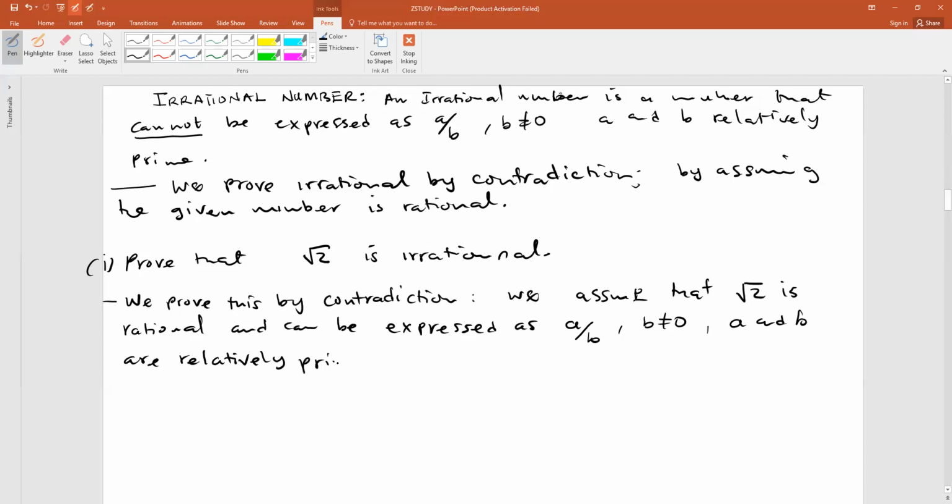So if you forget this terminology, relatively prime, you can say have no common factor. You're saying it has been written in its simplest form such that a and b have no common factor. If you don't want to write relatively prime, you can replace it with have no common factor. This is standard. Wherever you're proving this, you have to write this statement. It's from this statement that you can conclude.